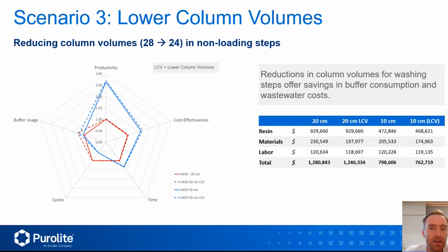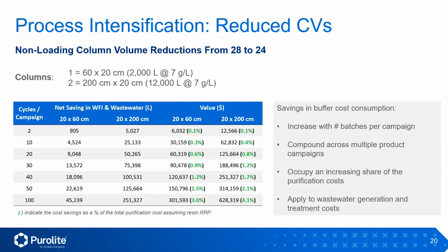I'll go into a bit more detail in a minute, but you can see that for 20 centimeter bed height under these conditions, the savings would be about $35,000 for the 20 centimeter bed height, and about, again, $35,000 for the 10 centimeter bed height. This slide shows a more in-depth overview of how reductions in buffer consumption can accumulate.